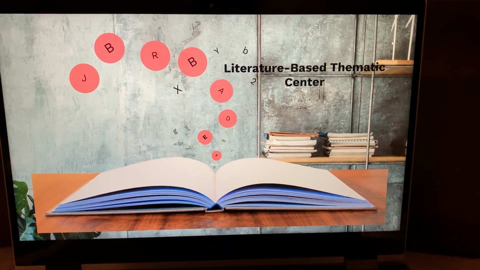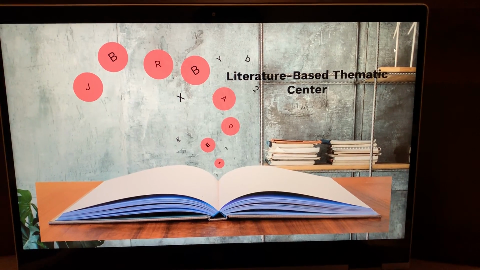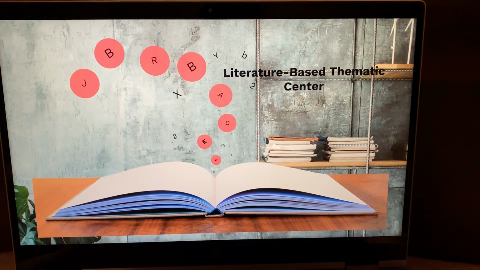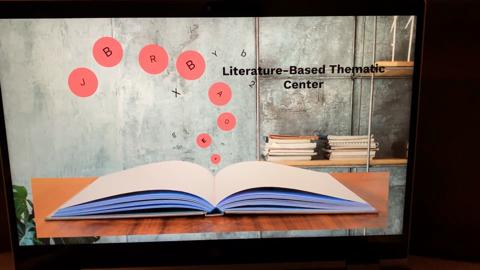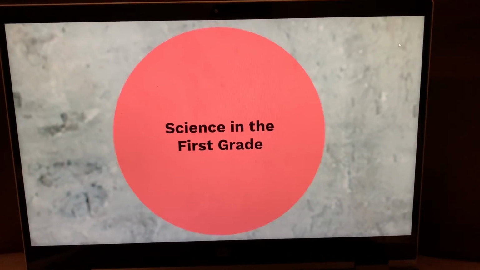Okay, I'm having to do this presentation a little different. I usually try to present it on the TV, but the last time I did that, you couldn't see the words. So I'm just going to speak as I go along with this Prezi. This is my literature-based thematic center. For it, I chose to do science in the first grade.